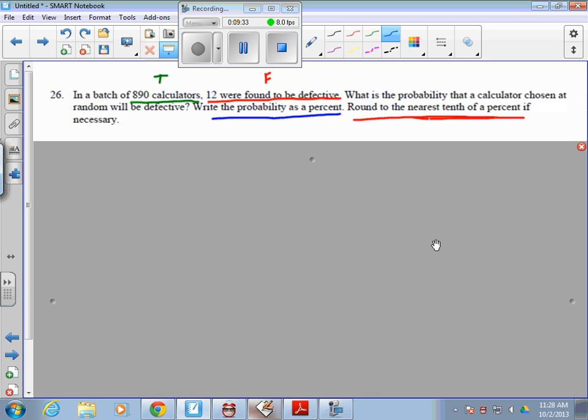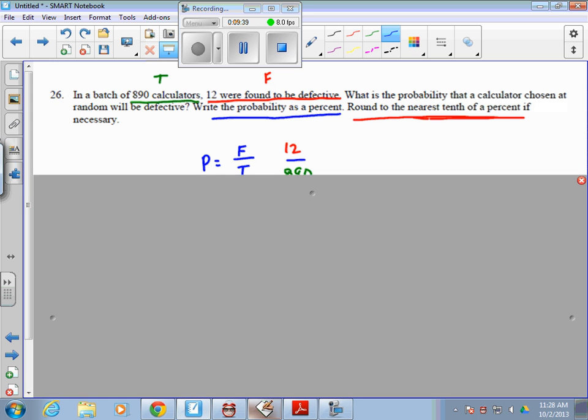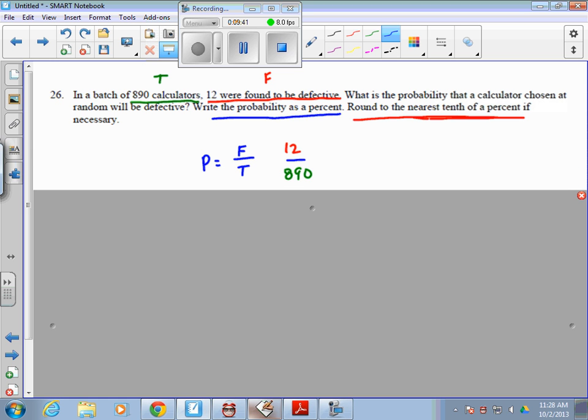Number 26 says 890 calculators, 12 of them defective. What's the probability? Write it as a percent rounded to the nearest tenth. Again, probability is favorable over total. So the favorable outcome is a defective calculator. Even though that's not a good outcome, it's what we're looking for. That's why we call it favorable. So 12 out of 890.